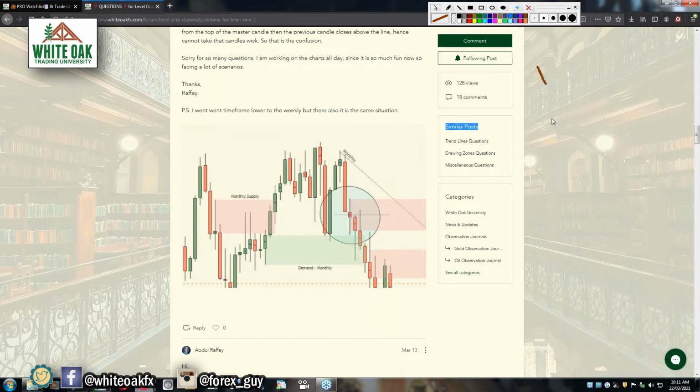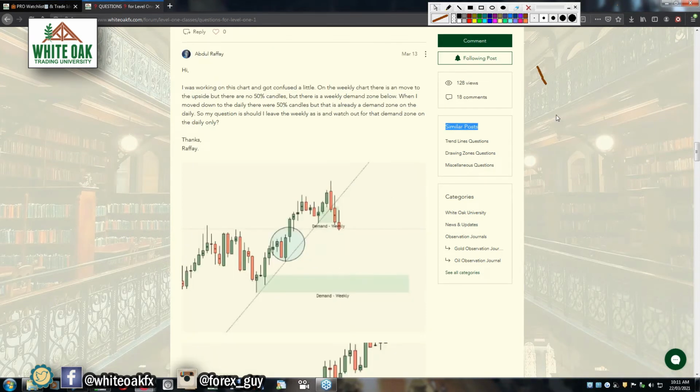I was working on this chart and got confused a little. On the weekly chart, there is a move to the upside, but there are no 50% candles. But there is a weekly demand zone below. When I moved down to the daily, there was 50% candles, but that is already a demand zone on the daily. So my question is, should I leave the weekly as is and watch out for the demand zone on the daily only?